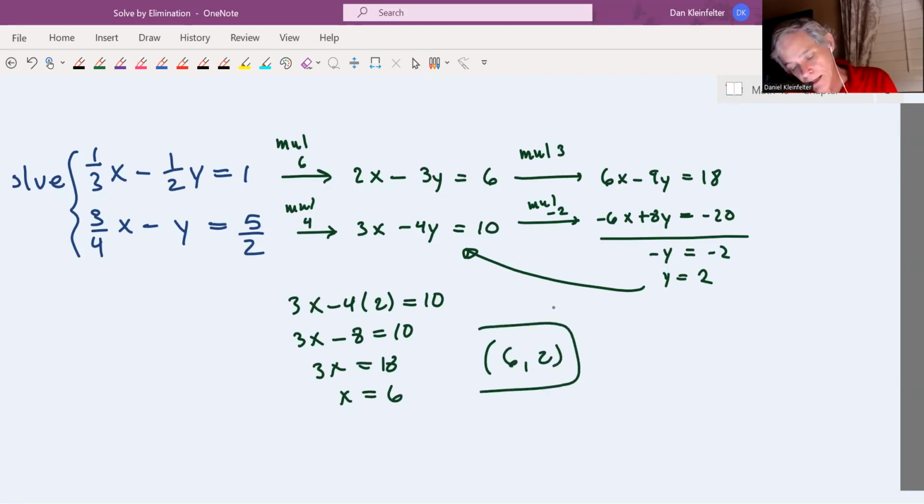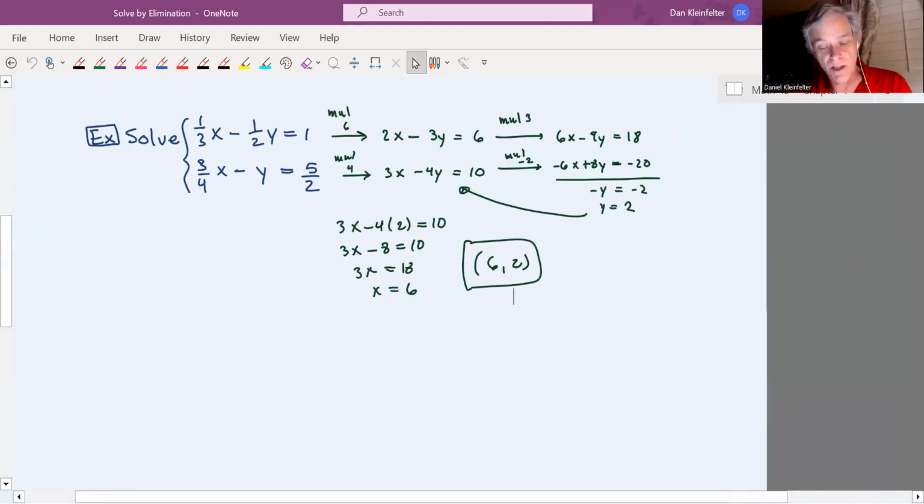So on this one, to summarize, we multiplied first by some carefully chosen numbers to eliminate the fractions, and then we had to multiply again in order to make the coefficients of x be opposites, and then we were able to solve for one variable, back substituted to get the value for the other variable.